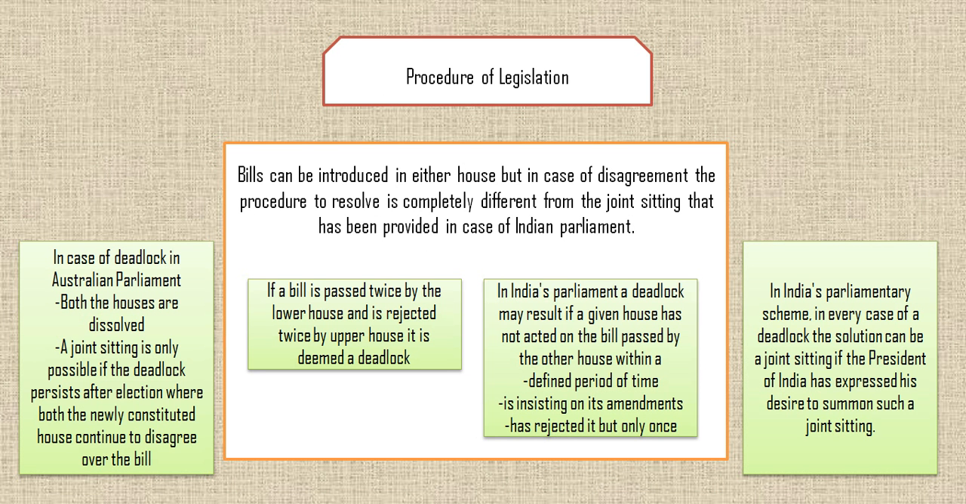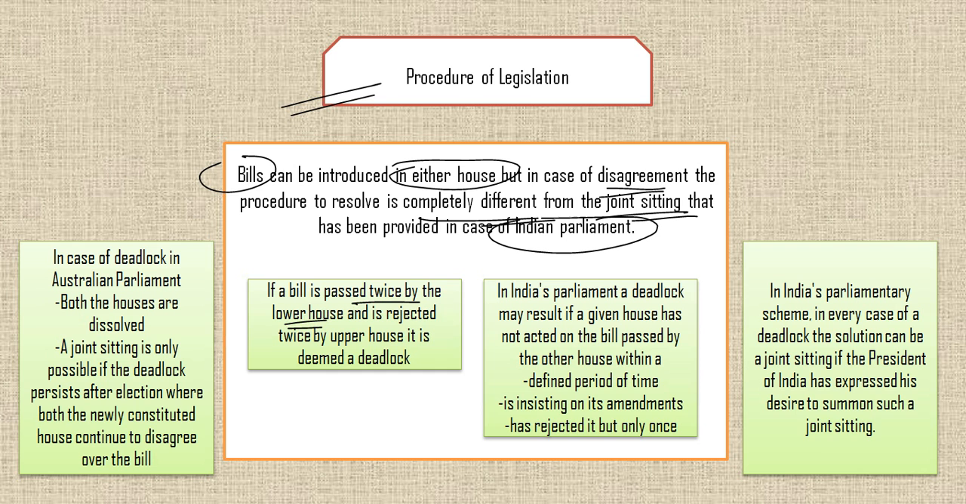And the procedure of legislation in the Australian Parliament is also different compared to the Indian Parliament. Though bills can be introduced in either house, in case of disagreement, the procedure to resolve is completely different from the joint sitting that has been provided in case of the Indian Parliament. See, in the Australian Parliament, if a bill is passed twice by the lower house and is rejected twice by the upper house, then it is deemed to be a deadlock.